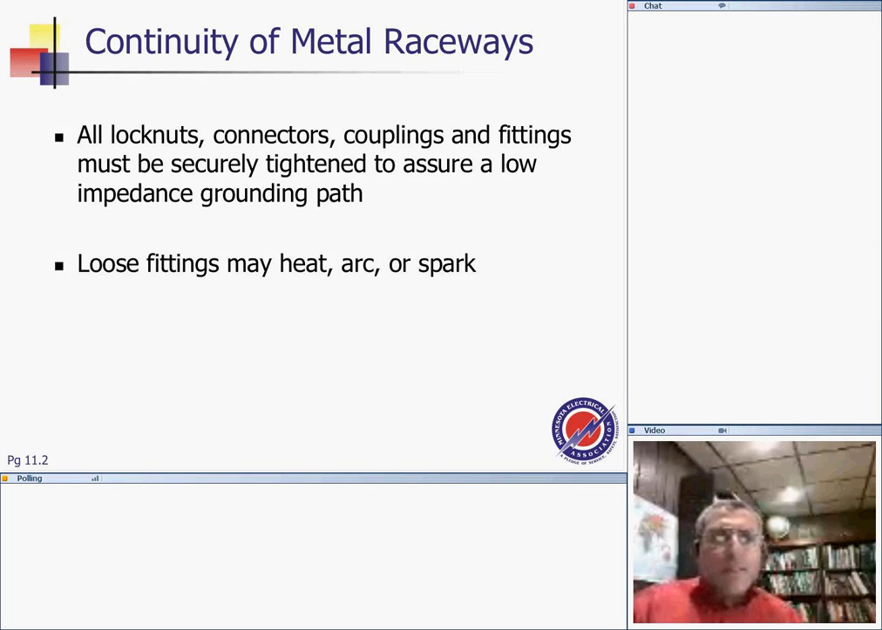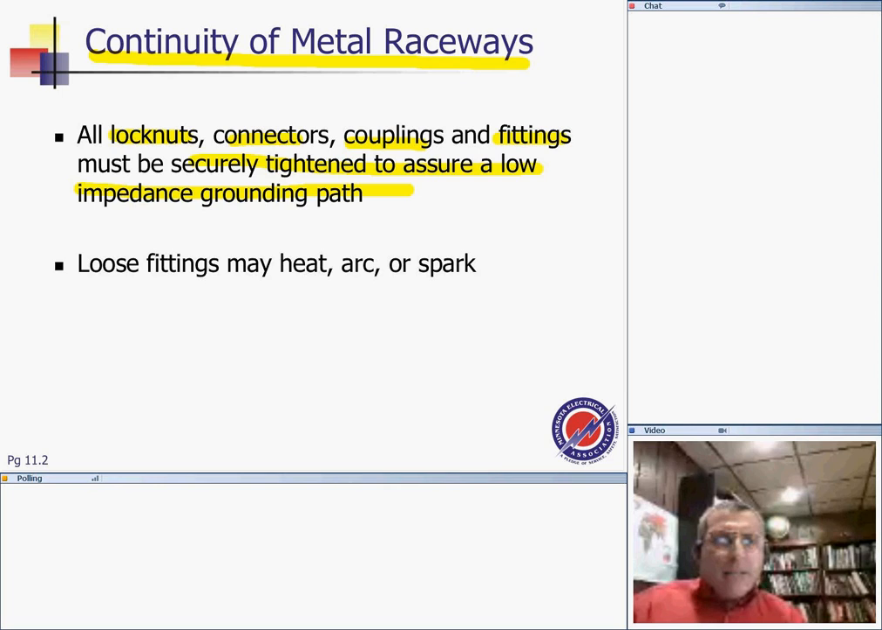Continuous metal raceways: if you guys remember, metal raceways are used as an equipment grounding conductor. They're used, my friend Dan, as a ground. If there is a ground, then you have to make sure the continuity is maintained and not compromised. How do you guarantee the continuity of the metallic system? All your lock nuts, connectors, couplings, and fittings must be secure and tightened to ensure low impedance to ground.